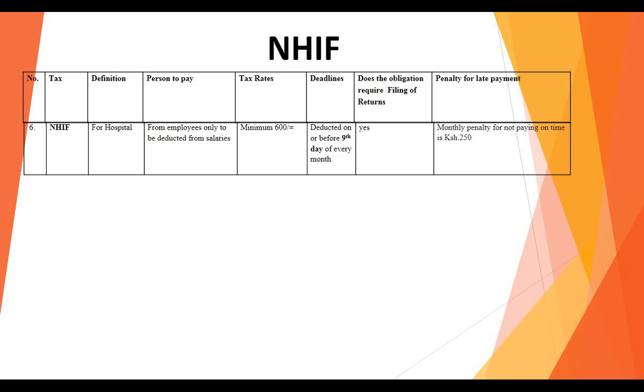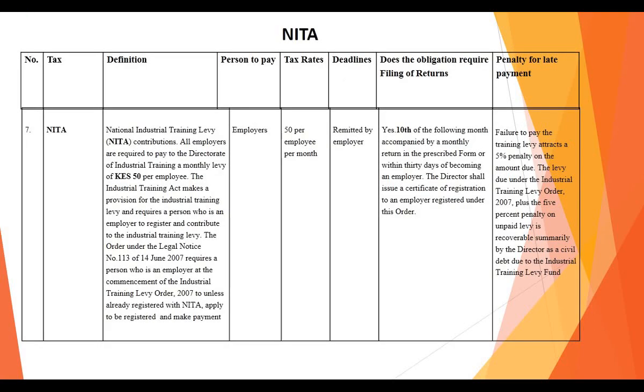Then you have the National Industrial Training Levy contribution. This is just 50 shillings per employee per month. It's a levy for training purposes that is normally paid to the government. The penalty again is 5% of the due.